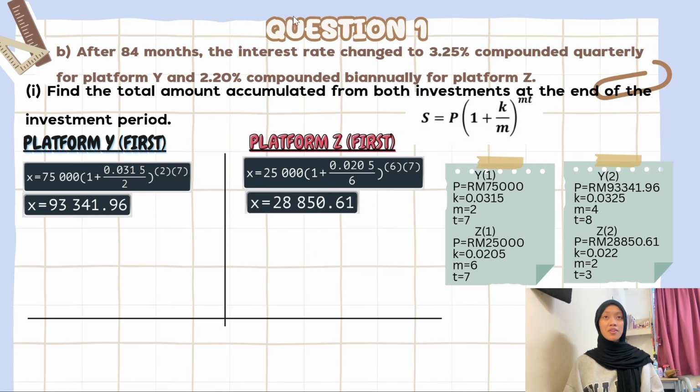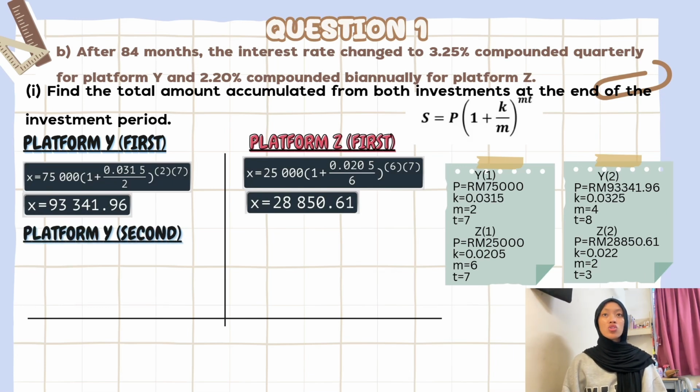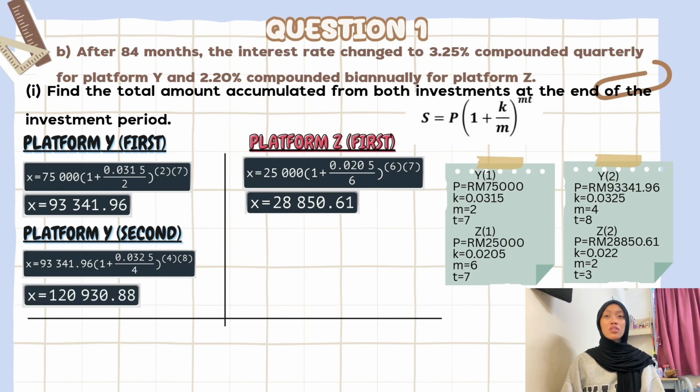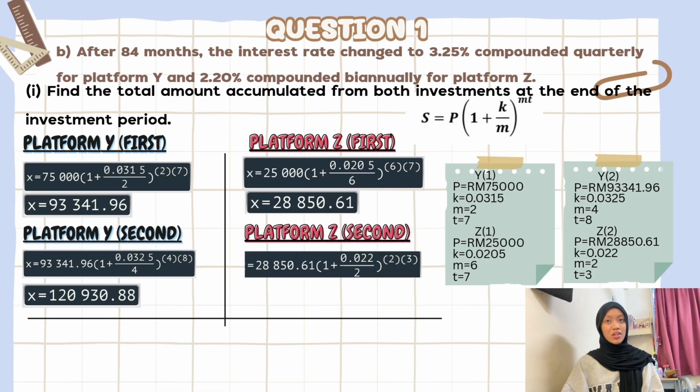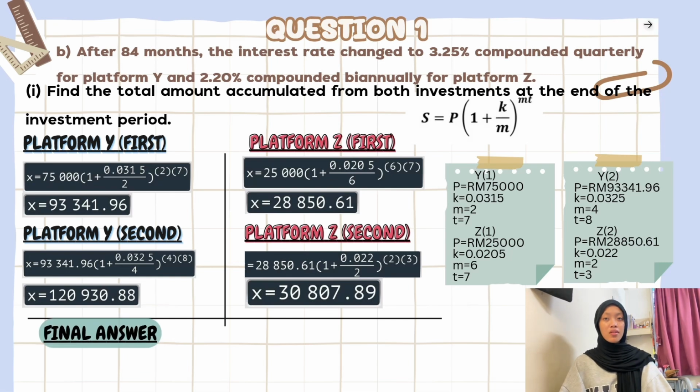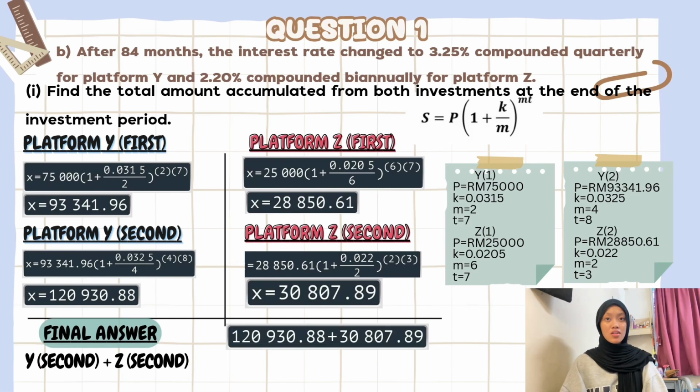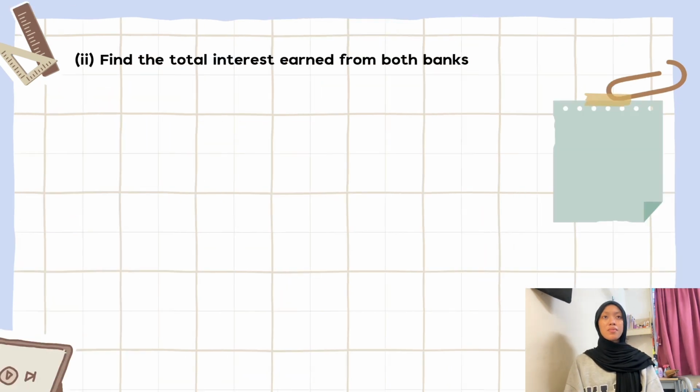So, we use the same formula and insert all the information into the formula. This is for platform Y. So, we will get X equal to 120,930 ringgit 88 cents. For platform Z, we calculate this information. After we calculate, we will get X equal to 30,807 ringgit 89 cents. For the final answer, we sum both answers. This is the final answer: RM 151,738 ringgit 77 cents.